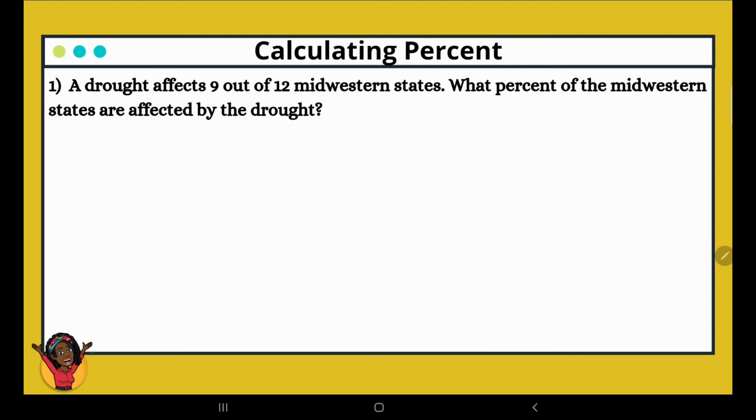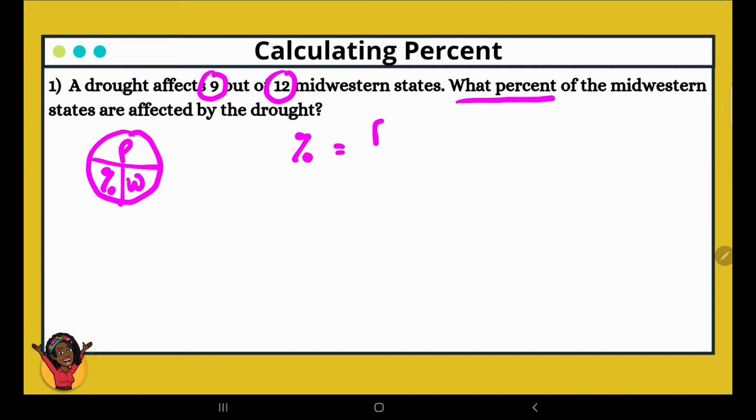A drought affects 9 out of 12 Midwestern states. What percent of the Midwestern states are affected by the drought? So here we have that 9 out of 12. So 9 is our part, 12 would be considered our whole, and we're trying to find the percent. So let's go ahead and construct our percent wheel. This helps us to have a visual representation of our formula. And since we're finding percent, we would cover the percent symbol and find that our formula for calculating percent is part divided by whole.